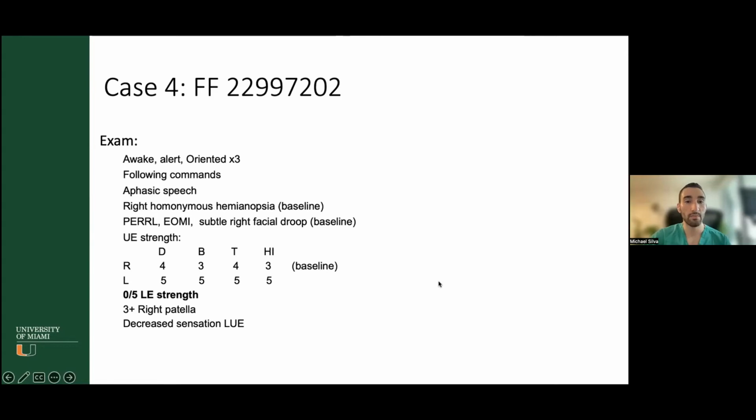So on exam, she has at baseline, due to her intracranial pathology, right homonymous hemianopsia, aphasia, and a subtle right facial droop, as well as right upper extremity weakness. These are all baseline. What's new is 0 to 5 strength in the bilateral lower extremities, as well as hyperreflexia and decreased sensation in the lower extremities.